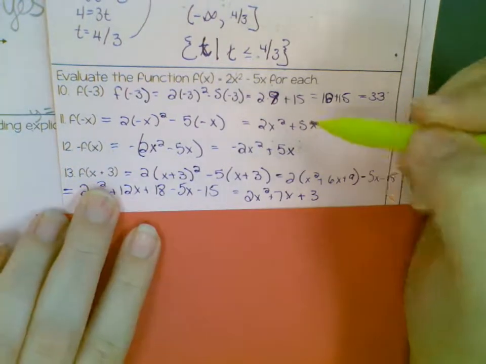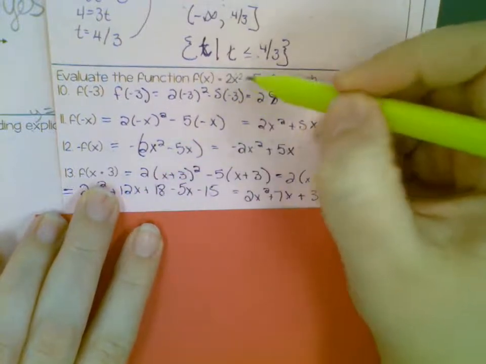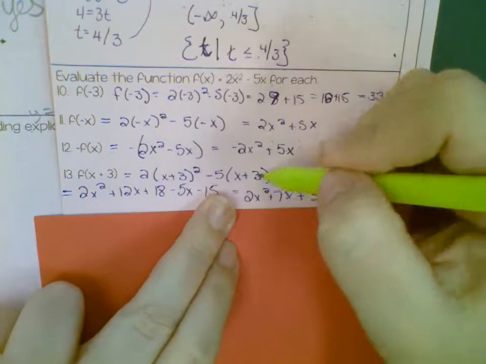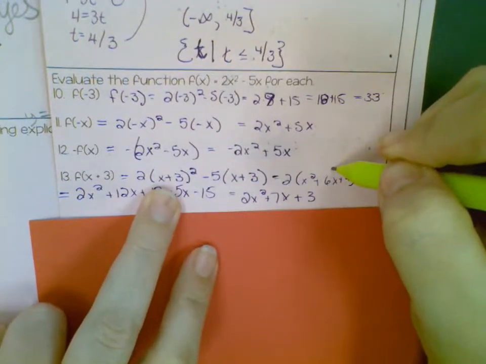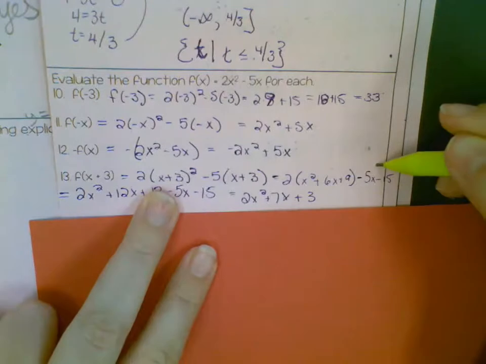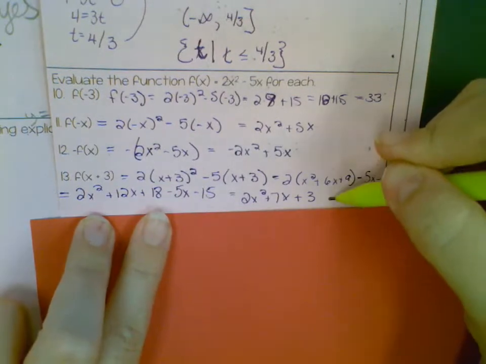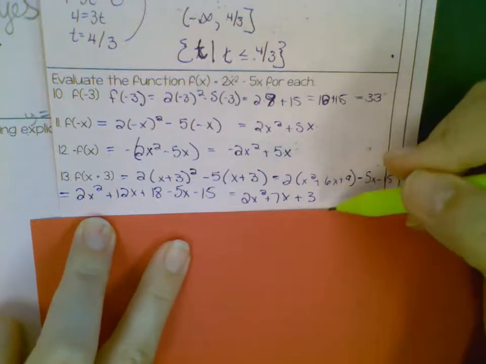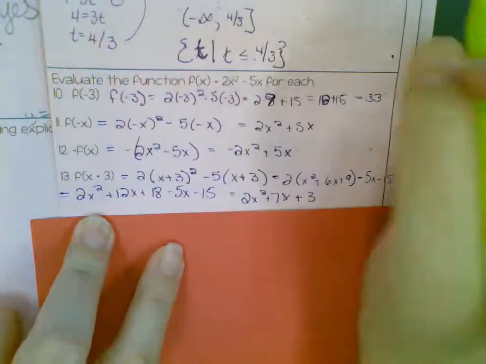So for 13, we plugged in x plus 3 into each of our x's that we had. So I had 2 parentheses x plus 3 squared minus 5 parentheses x plus 3. So I FOILed to get rid of the squared. Here I distributed the 2, and then combined like terms. So we ended up with 2x squared plus 7x plus 3. So remember, if I went too fast and you got confused, just circle, star, do something so you know to ask about it when we go over it in class, okay?